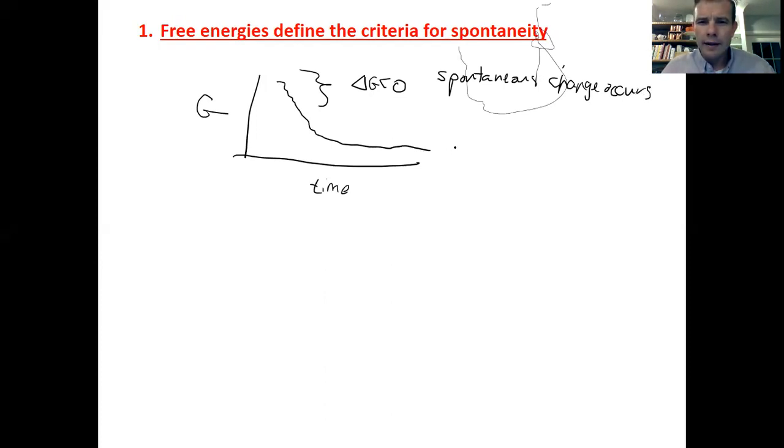The second is here, and in this spot, delta G is equal to 0, which means the system is at equilibrium. I hope this is familiar to you from Gen Chem, right? Delta G less than 0, the forward reaction occurs. Delta G greater than 0, the reverse reaction occurs. Delta G equals 0, it's at equilibrium. This is the first and most important use of free energies.